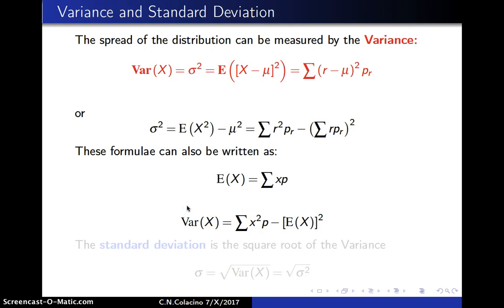The spread of the distribution can be measured by the variance. Variance of x is equal to sigma squared, which is equal to the expectation value of (x minus mu) squared, where mu is the mean. So you see all the required formulas here. And the standard deviation is nothing but the square root of the variance. That's why the variance is sometimes written as sigma squared and the standard deviation as sigma. Obviously, sigma is the square root of sigma squared.